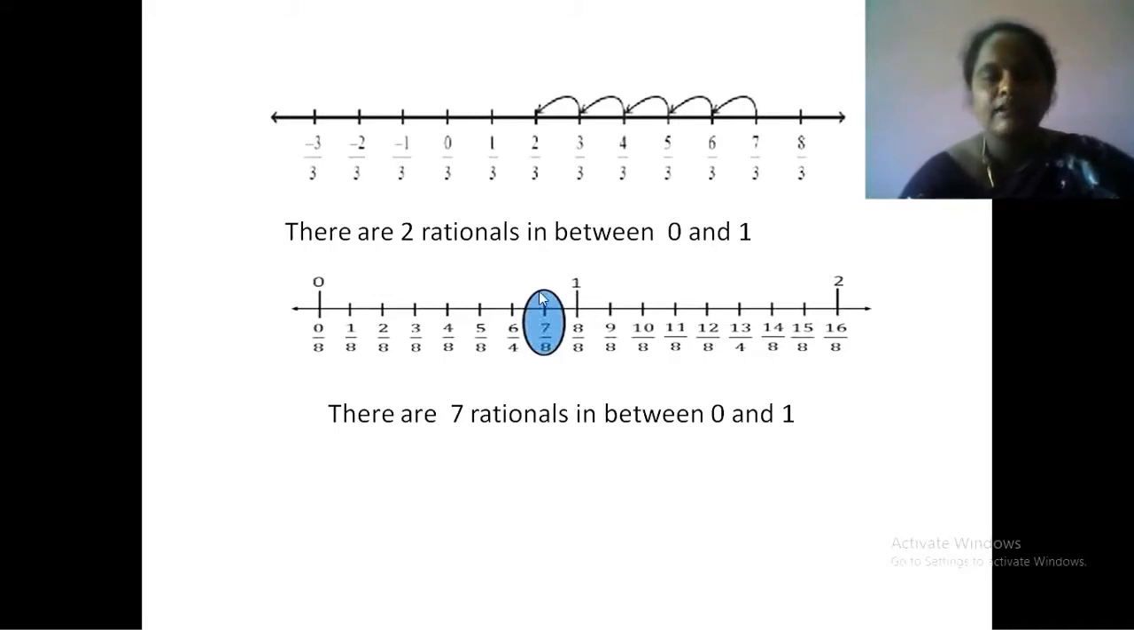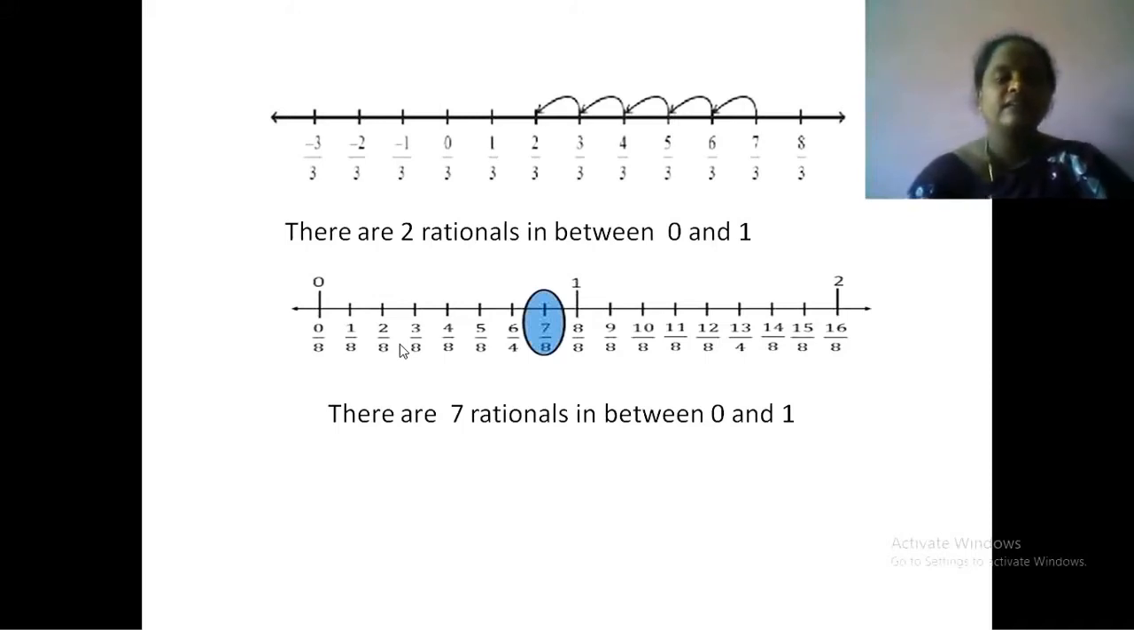So in between 0 and 1 we have 1 by 8, 2 by 8, 3 by 8, 4 by 8, 5 by 8, 6 by 8, 7 by 8. We have 7 rationals. In between 1 and 2 also we have 7 rationals. So if we increase the denominator, what will happen? In between 0 and 1, if I take 100 as the denominator, how many rational numbers do I get?